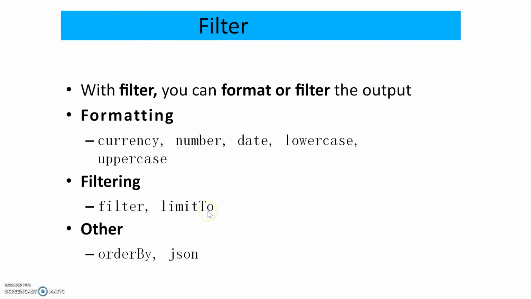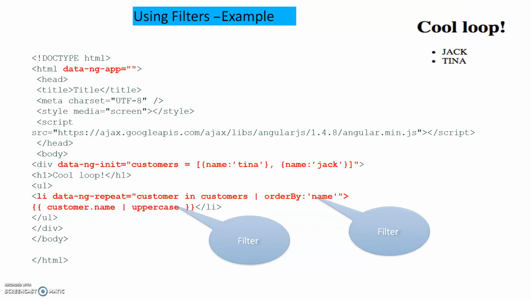Filter and limit are the two options for filtering. We will check with the program. Order by, yes, you can sort the elements with this filter, or contents from the JSON. So see, this is an example of filters. You will find HTML data ng-app, then CDN. I will come directly to the div where the app is ng-init. At that time it is creating the array with the customers. Here is the customer's object, name, its value, name, its value. This is the JavaScript declaration of object and array creation.